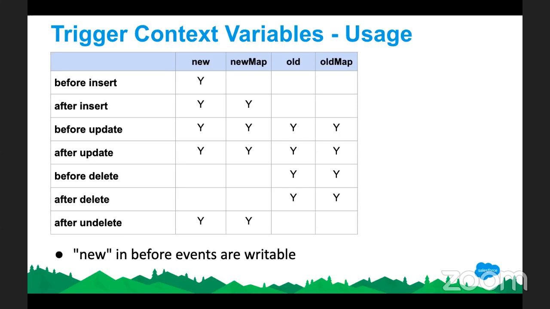All these collections are available only for update, because before update we have an old version and new version, and after update we also have the new version and the old version. Before delete, when we delete, there is nothing new. We are only deleting the existing records. So we will have the old details, the old list and the old map.